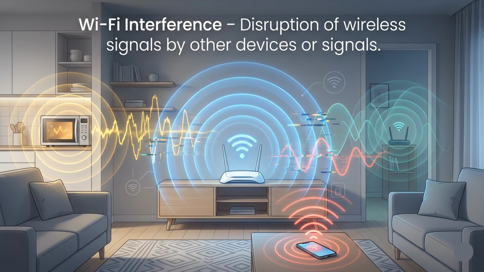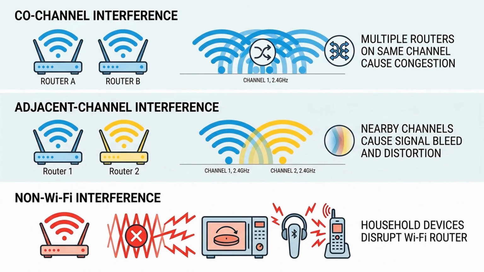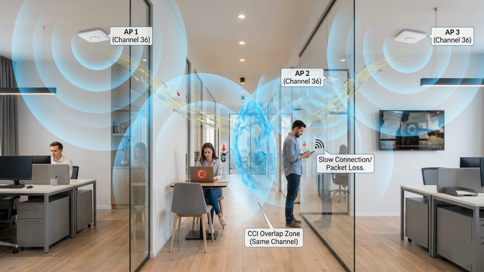What is Wi-Fi interference? Wi-Fi interference is the disruption or disturbance of wireless signals caused by other devices or overlapping wireless signals. This common issue can significantly degrade network performance, resulting in slower speeds, higher latency, frequent disconnections, and sometimes an inability to connect to the network. Types of Wi-Fi interference. There are three main types of Wi-Fi interference: co-channel interference, CCI, adjacent channel interference, ACI, and non-Wi-Fi interference.